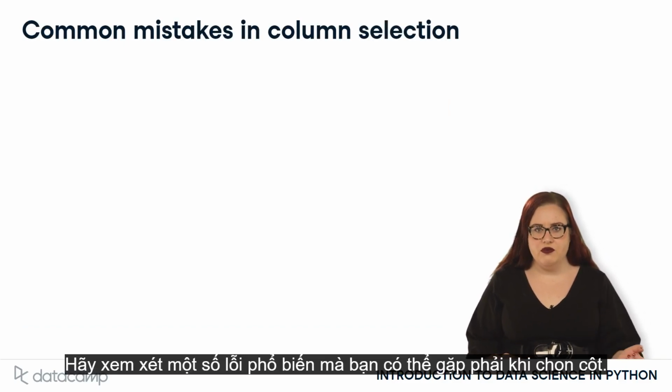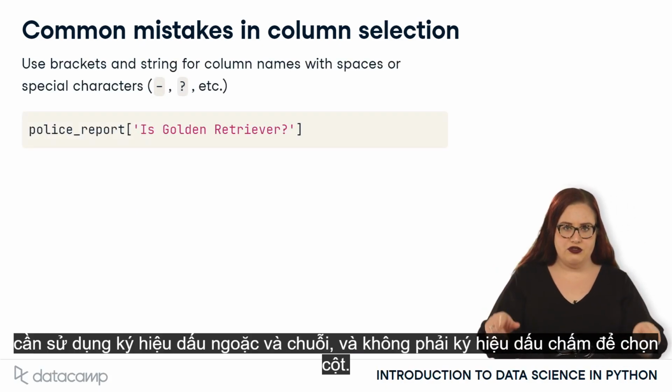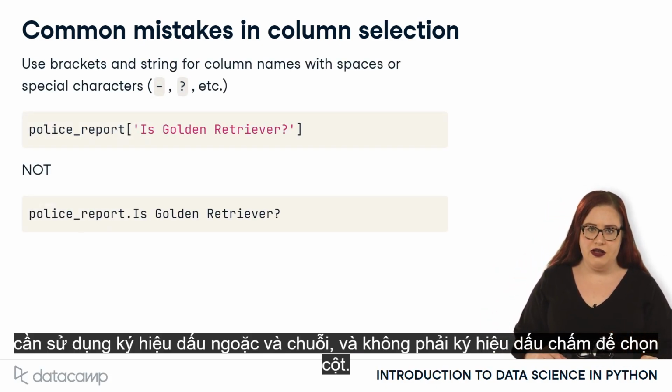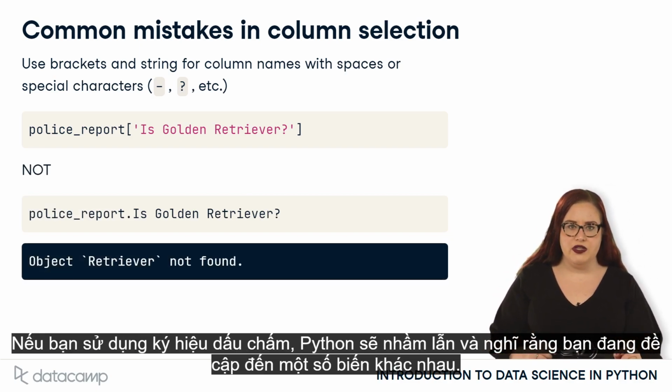Let's go over some common errors you might encounter when selecting columns. Remember that when your column name contains spaces or special characters, you need to use bracket and string notation, and not dot notation to select the column. If you use dot notation, Python gets confused and thinks you're referring to several different variables.